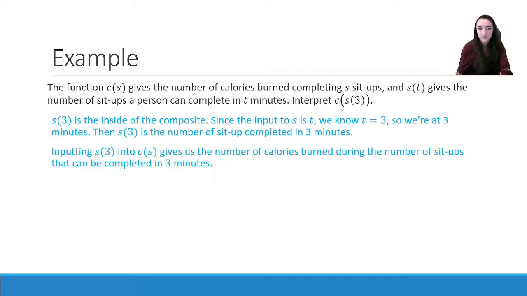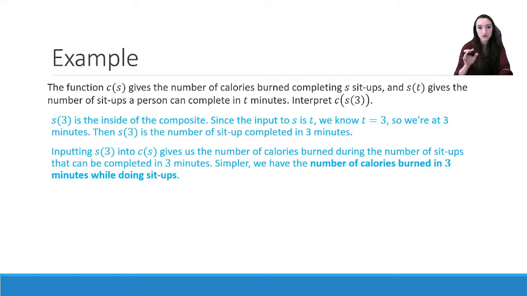Then we're inputting s of 3 into c of s. This gives us the number of calories burned completing s sit-ups. So in other words, it gives us the number of calories burned during the number of sit-ups that can be completed in 3 minutes. We're putting all of that information together. Specifically, that's the number of calories burned in 3 minutes while doing sit-ups. So that's how composition can come out in these word problems.